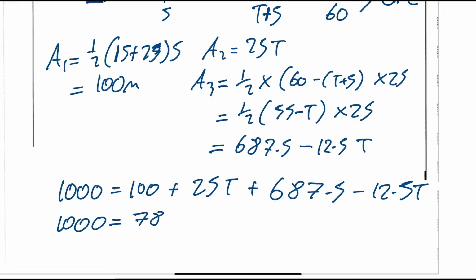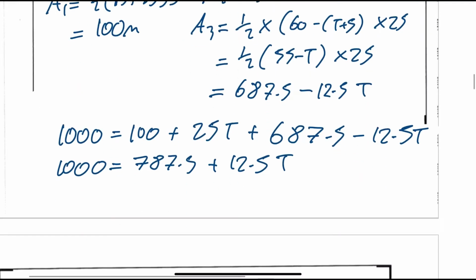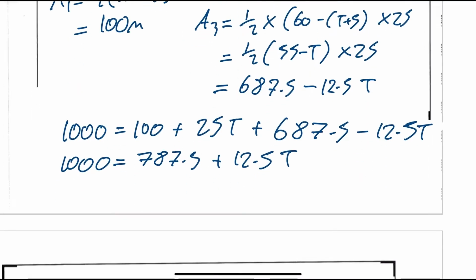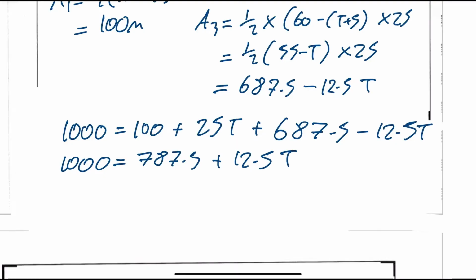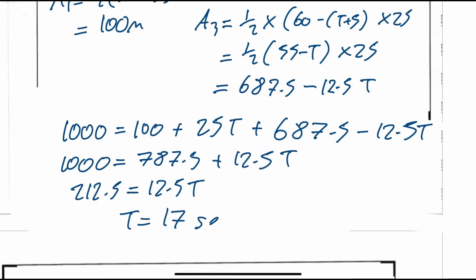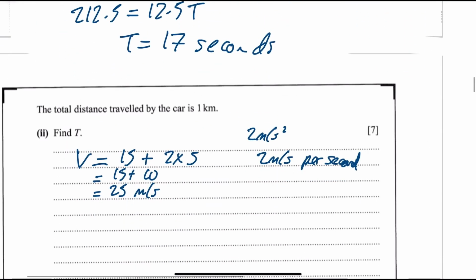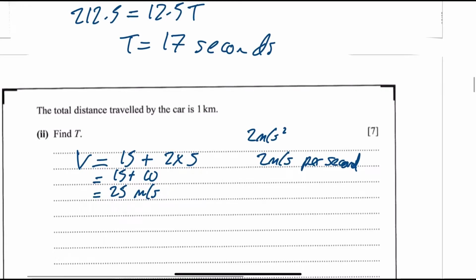That's going to be 787.5 plus 12.5t. Bring that across to the other side and it subtracts. So you bring it across and you subtract, you will have 212.5 is equal to 12.5t, and then divide across by the 12.5, you'll get 17 seconds. Okay, so that's what we would have had in there for 7 marks. Right, next question.